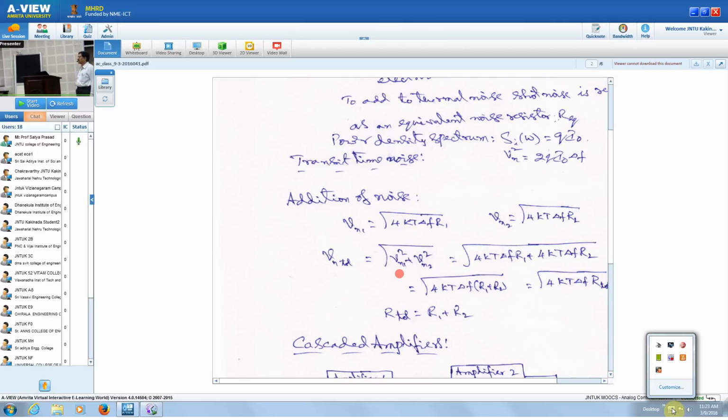That's why we said that shot noise also we put into an equivalent noise resistor, so that these can be evaluated very easily by this property. For the total noise, if two noise sources R1 and R2 are in series, then the total noise is going to be given by R1 plus R2. The total resistance gives you the added noise that we are going to have.